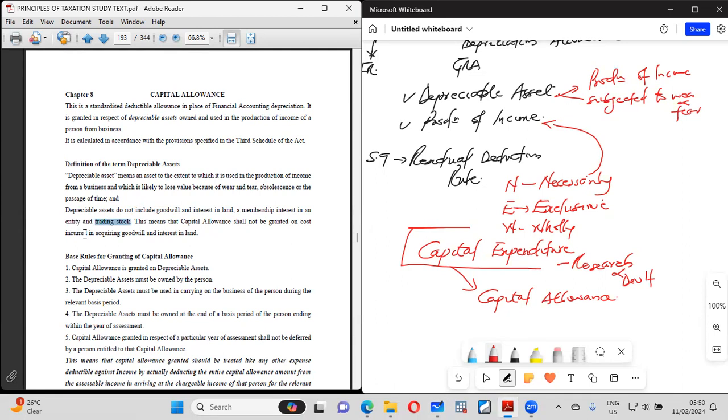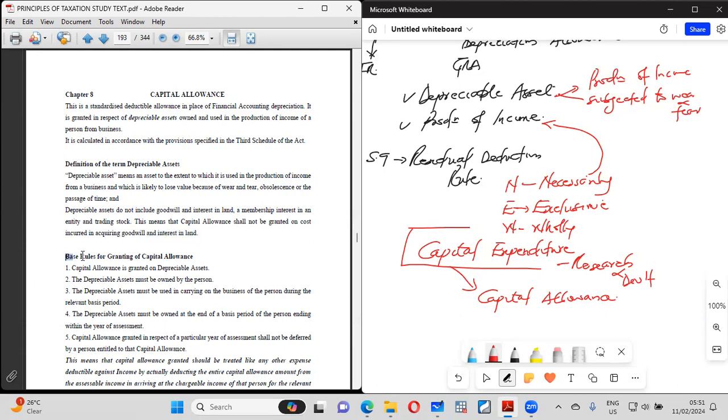All right. So these don't form part of it. If you see land in the context of capital allowance, it is not allowed because land is what? Not a depreciable asset. All right, so that is that. Basically, capital allowance shall not be granted on cost incurred in acquiring goodwill and what? An interest in land. All right, so that is that.